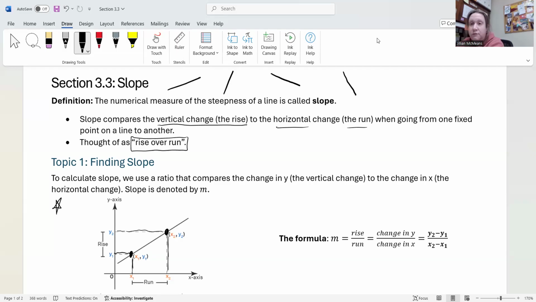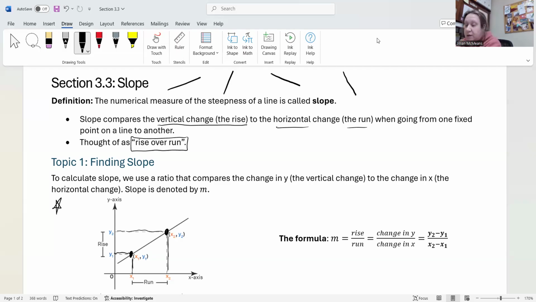So again, the vertical change is going to be your rise. That's kind of the change along the y-axis. The horizontal change, or the change along the x-axis, we call it the run. And ultimately, the formula is going to be rise divided by run. Okay? So the first thing we're going to talk about is just finding slope, looking at different images.